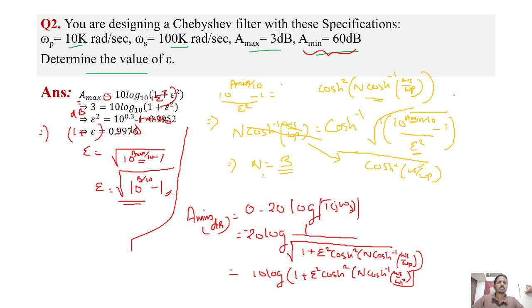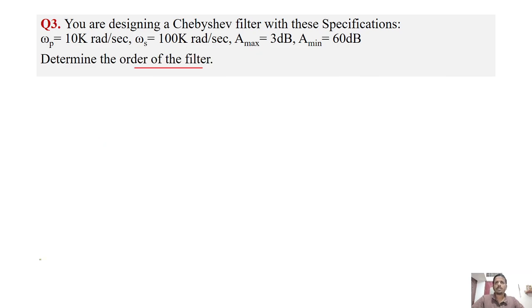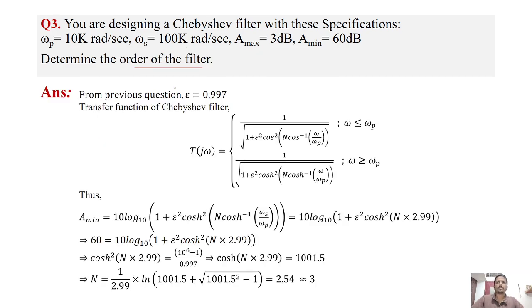So this is how we'll find the value of n. So let me show the solution. Okay, so this is the solution. As mentioned, I have epsilon from the previous equation. I have the transfer function T of j omega for omega less than omega p and omega greater than omega p. So we need to find the value of n, so we'll use the data of A minimum. Why A minimum? We could have used A max, right? But A max occurs at omega equal to omega p.